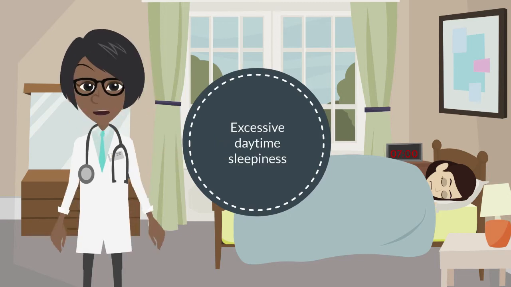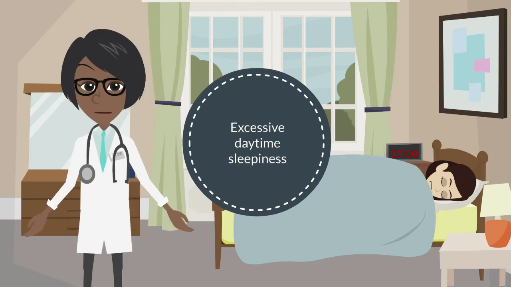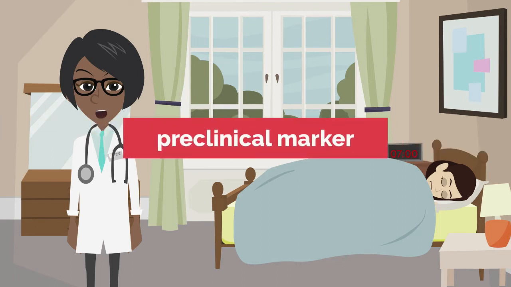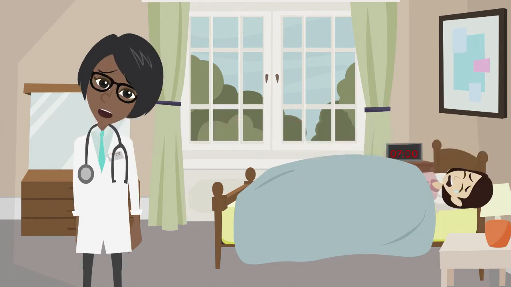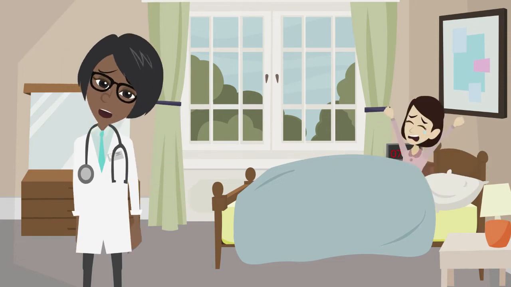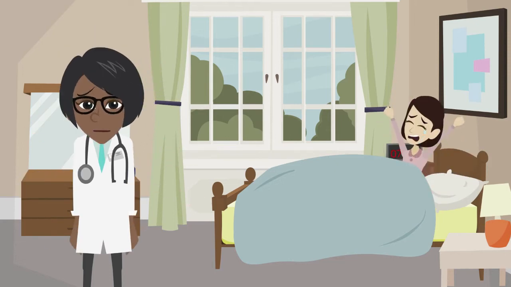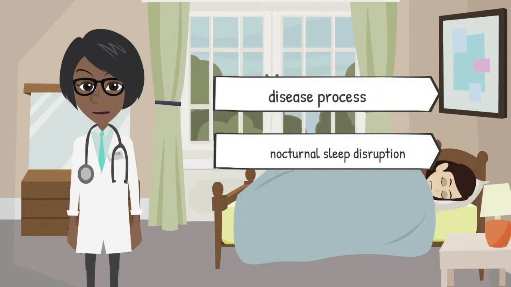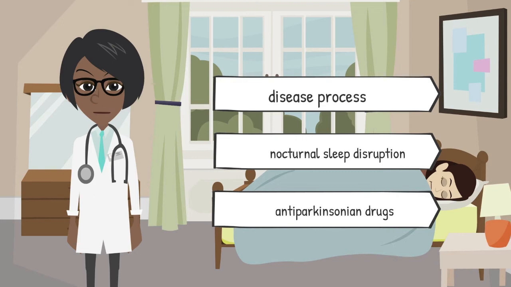Now, let's talk about the excessive daytime sleepiness. Excessive daytime sleepiness and involuntary dozing affects up to 50% of patients with Parkinson's disease and could be a preclinical marker. It is an important symptom, because it can substantially affect quality of life in Parkinson's disease. A combination of the disease process, the effect of nocturnal sleep disruption, and anti-Parkinsonian drugs is probably causative.